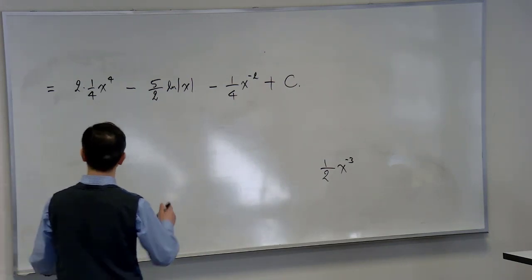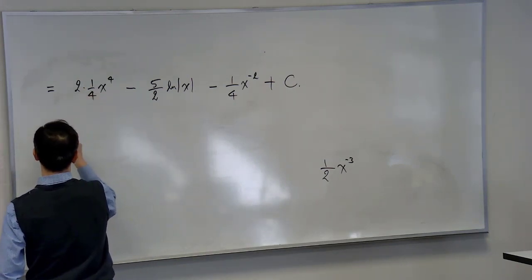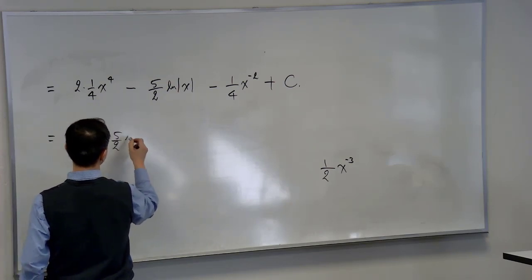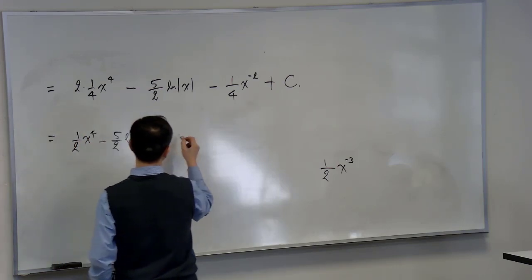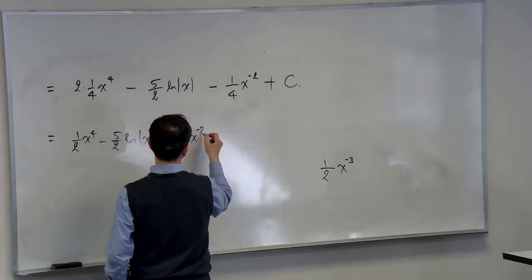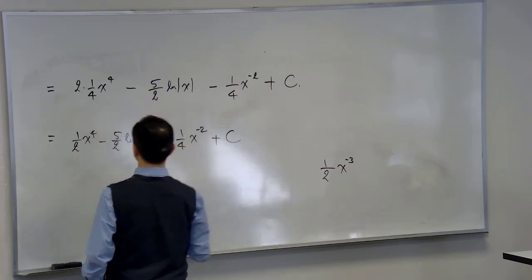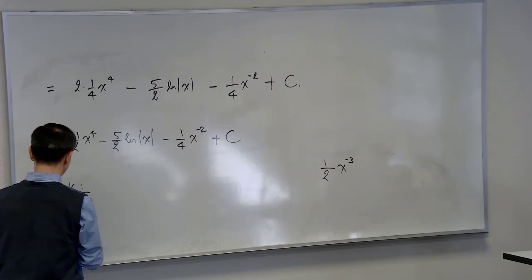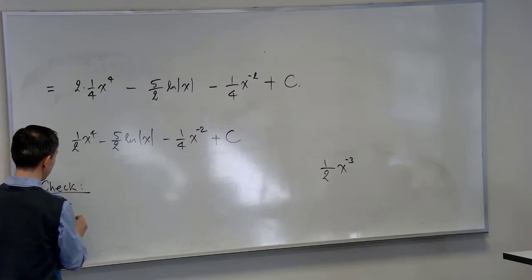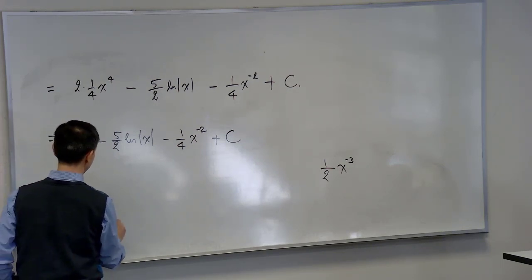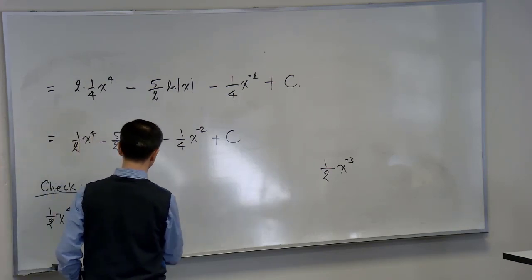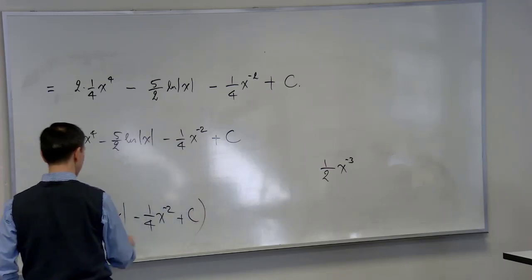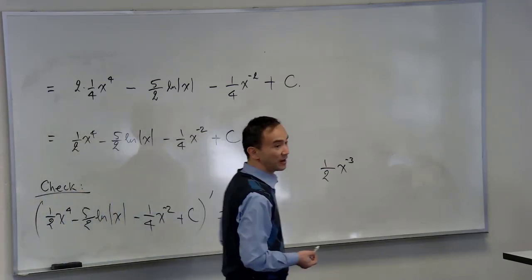And so at this point right here, we can clean up the terms a little bit, making it 1/2 x to the 4th minus 5/2 natural log of absolute value of x minus 1/4 x to the -2 power plus c, right? And then once again do your checking of the derivative. Make sure you check. Now, if you take this derivative, are we getting back to that beginning function again?